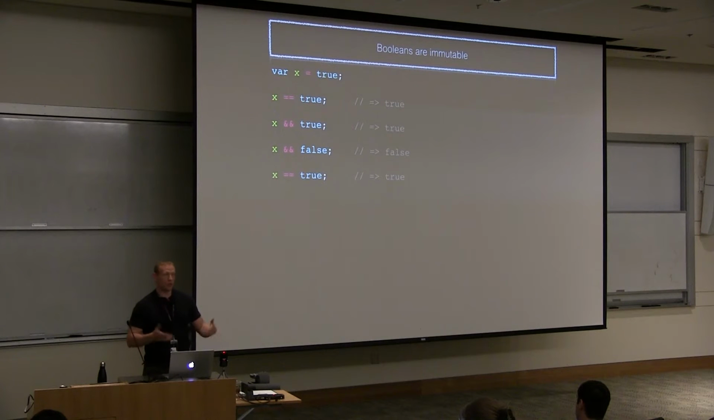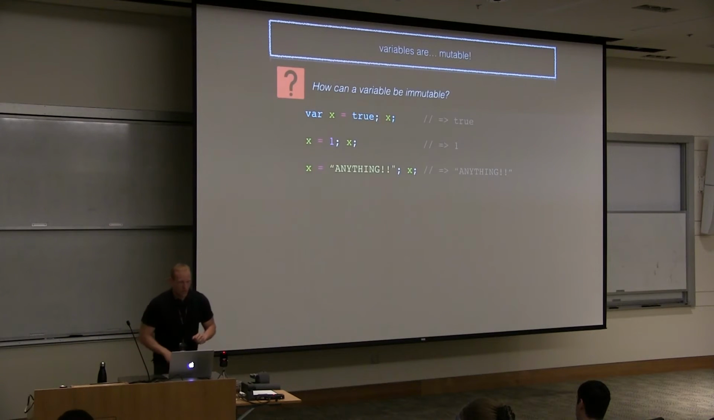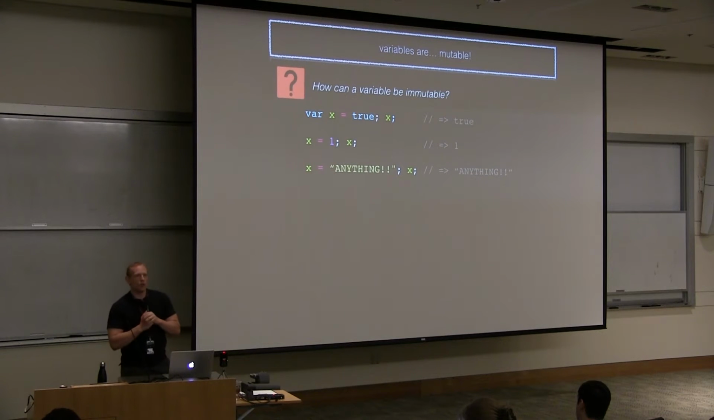You make them once, you can use them, you can add them together, you can operate on them, but no operation on a Boolean will ever change the value of that Boolean. Does that make sense? Nod your heads with me now. Good, excellent. We're all on the same page. So now answer this question for me. How can a variable be immutable?